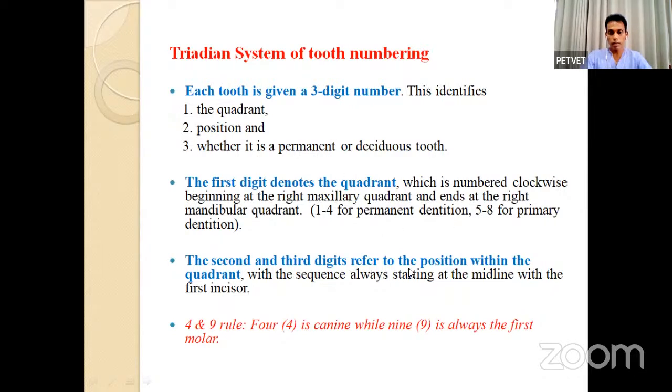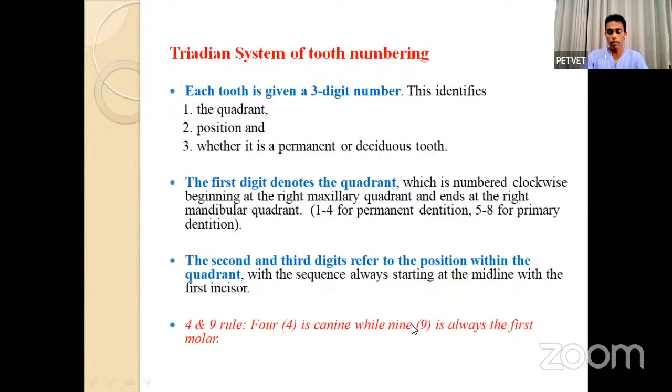The second and third digits refer to the position within the quadrant, with the sequence always starting at the midline with the first incisor. So you can number from 1 to however many teeth you have: 1, 2, 3, 4, 5, 6, like that. And there's another rule. If you remember this one, it makes life easy and less confusing for you. That is the 4 and 9 rule, which says 4 is always the canine tooth, and 9 is always the first molar.